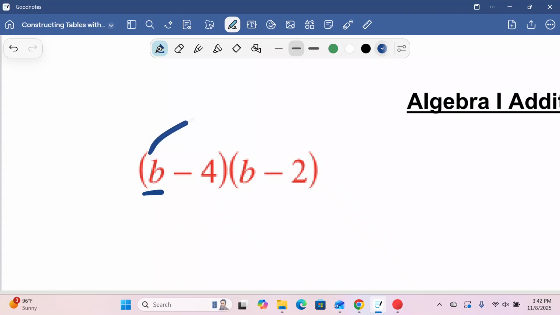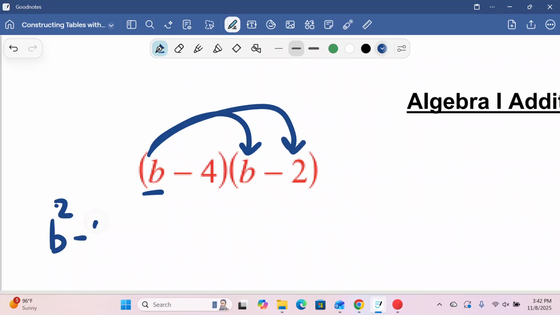So then I'm going to distribute the b to the b, and that gives me a b squared. Once again, b squared. And now I'm going to distribute the b to the -2, and that gives me a -2b. So I have that. Then I'm done with that. I like to scratch it out. And then I'm going to go ahead and distribute the -4 to the b, and that's going to be -4b.